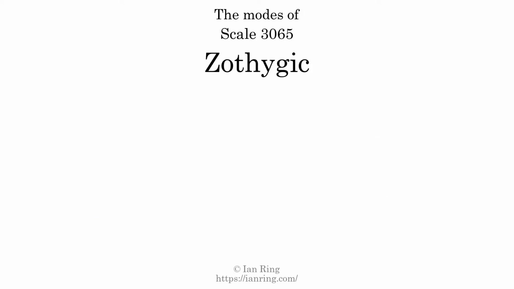This scale has 9 modes. The first mode is itself. The second mode is scale 895, also known as Zothygic. It sounds like this.